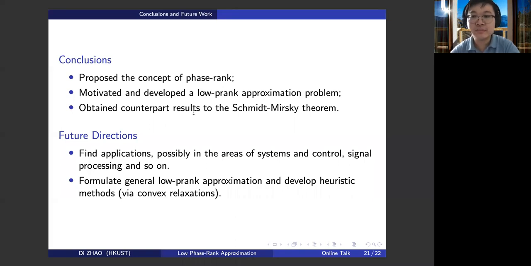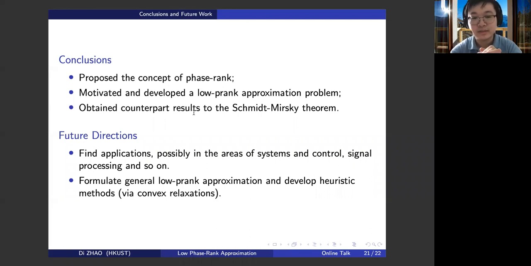So how about low phase rank approximation? We hope that it can be utilized in a similar way as low rank approximation, because we see that they share so many parallel results between these two formulations, the rank and the phase rank. So we hope that in the end we can apply these mathematical results to real world problems in systems and control, and have some nice applications.